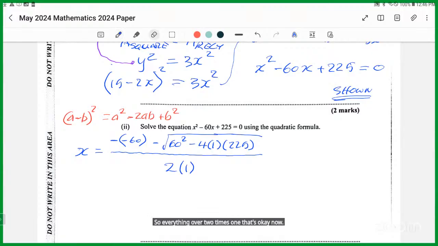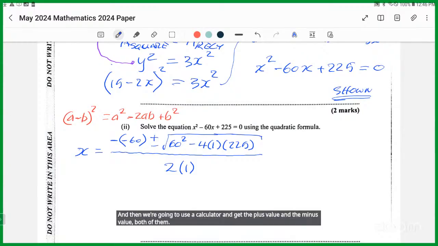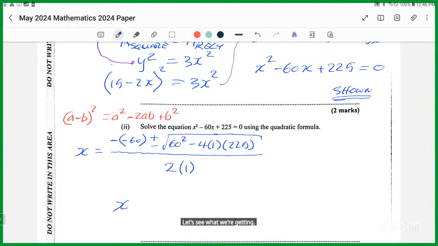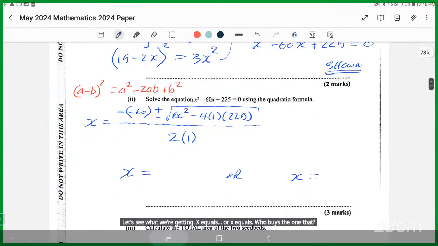And then we're going to use a calculator and just get the plus value and the minus value, both of them. Let's see what we get now. So we're going to get two values for x. Two values we're going to get. Let's look at it now.